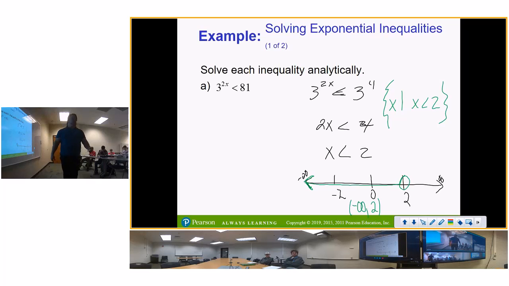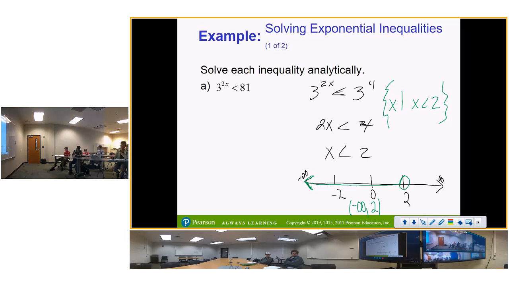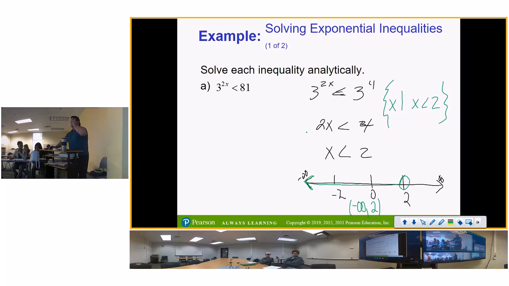Analytically is another word for algebraically. Such that. Yeah, that would be such that. Yeah, you can impress your friends at the bar by using such that.